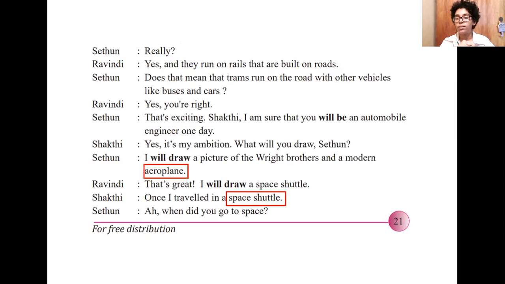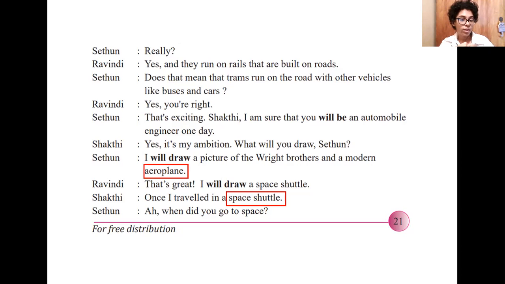So you all know who the Wright brothers are, the ones who built the first flying aeroplane, right? The first aeroplane to actually fly. And a modern aeroplane. Ravindi says, "That's great. I will draw a space shuttle."